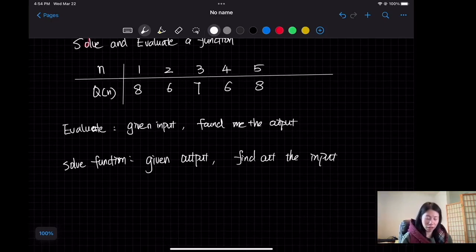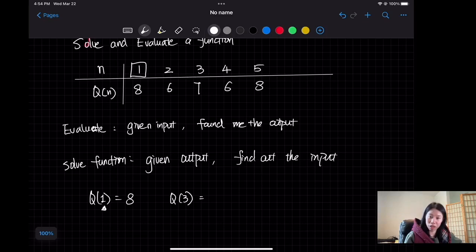By this graph, if I say evaluate f of 1, no, I'm sorry, not f. This is a function of q, so it should be q of 1. So q of 1 is when n equals 1, q equals what? Looking here, when n equals 1, q equals 8. So q of 1 equals 8. What about q of 3? When n equals 3, q equals 7. So q of 3 equals 7. Similarly, q of 4: when n equals 4, q equals 6.